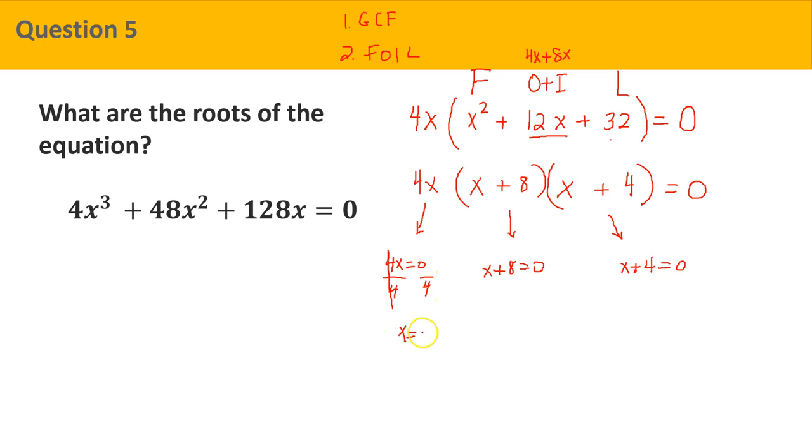So 0 divided by 4 is 0. Subtract 8 from both sides. x equals -8. Subtract 4 from both sides. x equals -4. All right, so these are the 3 answers. These are the 3 roots to this equation. So x equals 0 is a root, x equals -8, and x equals -4 as well.